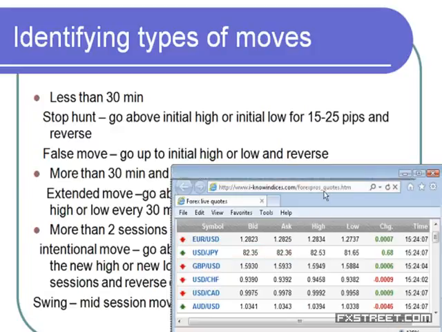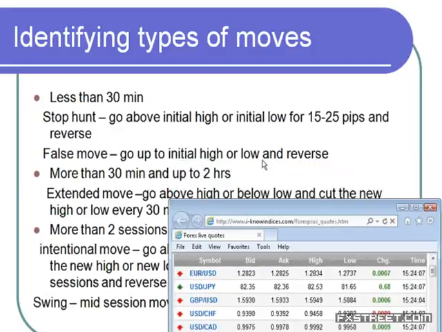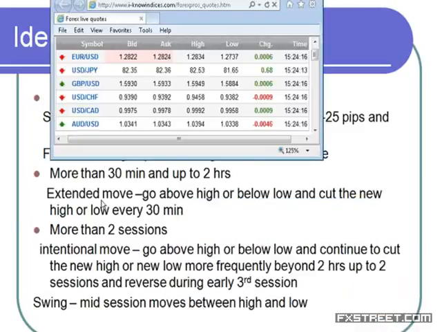So they go up to the initial high or low and reverse. That is called the false move. These things happen in less than 30 minutes. Then you come across the extended move. This they do for more than 30 minutes up to 2 hours. And the last one is the intentional move. Why do I call it an intentional move? The intention is revealed when they are making slow moves. The quick moves are false moves. The extended move is always a quick move.